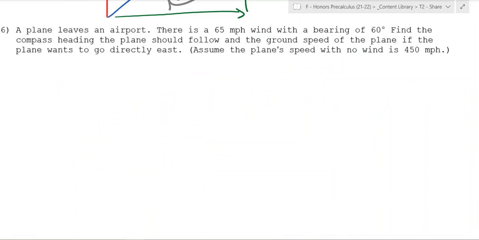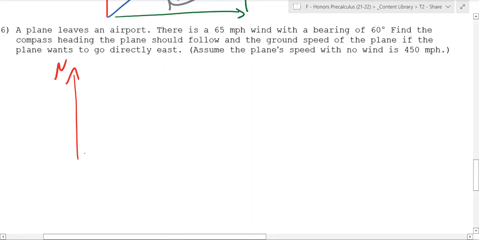So this is adding in another layer, which is the idea that a plane could be flying, but there could be wind blowing it. This is kind of like a current in a river. So the plane is going to leave the airport, and there's a 65-mile-an-hour wind with a bearing of 60 degrees. So the plane leaves the airport, and there's a wind at 60 degrees. So the wind, remember, this is north. We'll put that there. We'll call this the wind vector right here. Here's the wind vector right there.